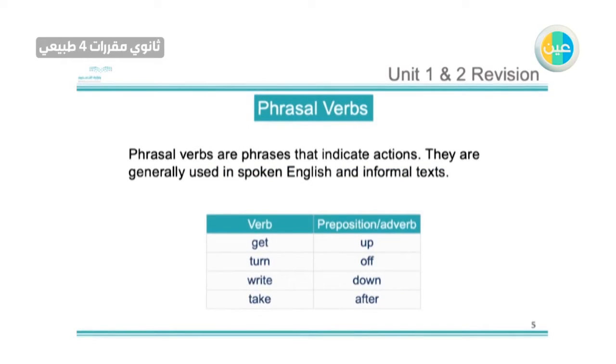Also, we have something called phrasal verbs. Phrasal verbs are phrases that indicate actions. They are generally used in spoken English and informal text. So, for example, if we say get up, we have a verb, and on the other side, either a preposition or adverb. So get up, this is a phrasal verb. We have the verb and another word which can be a preposition or adverb. Turn off.